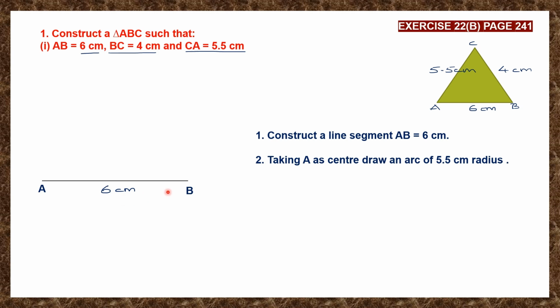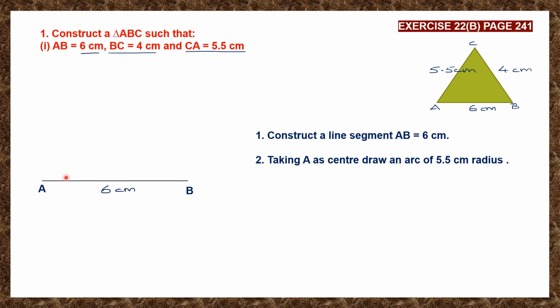Second step, taking A as the center. Okay, so this time we're going to take A as the center. Draw an arc of 5.5 centimeters. Now, why is it we are taking an arc of 5.5 centimeters? Look at the rough figure. It's giving us an idea, isn't it? That from A we have to draw an arc of 5.5 centimeters so that we'll get C. Okay, because CA is 5.5 centimeters given to us in the question itself.